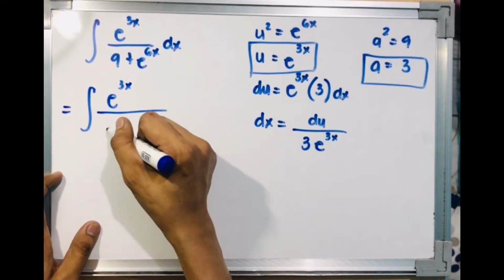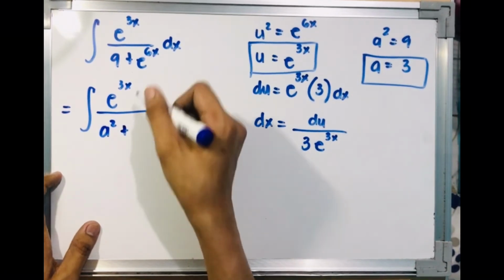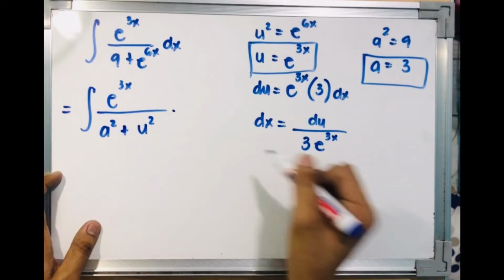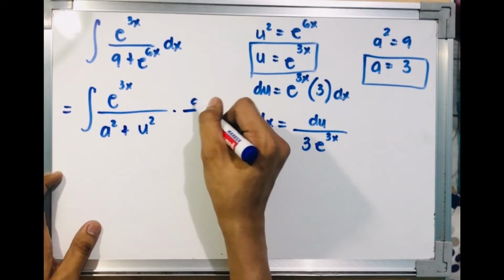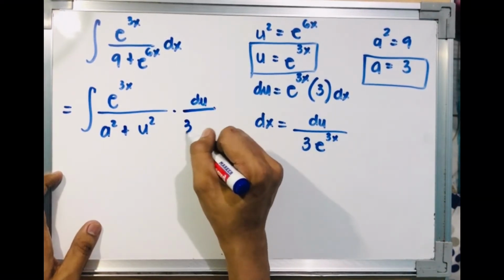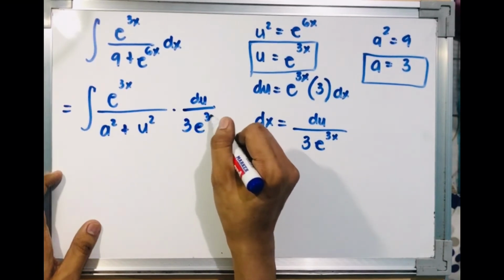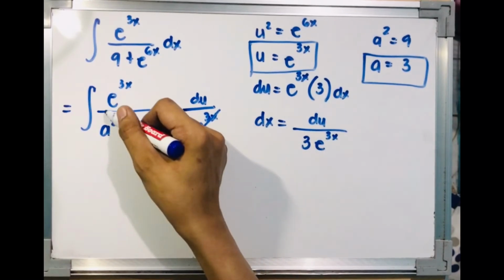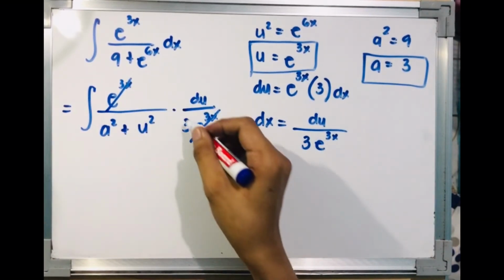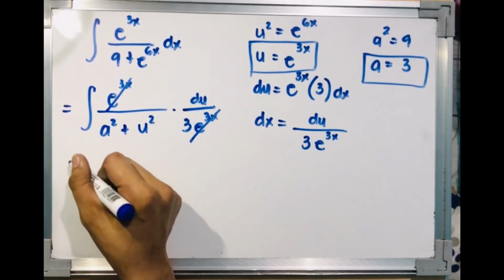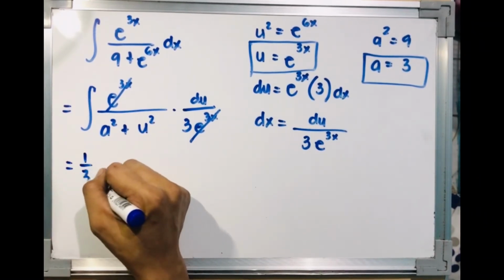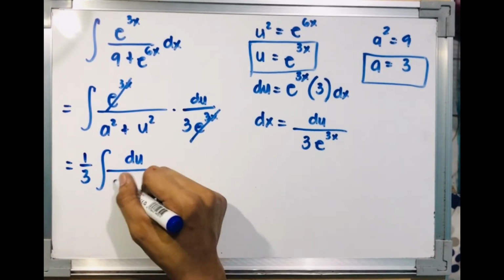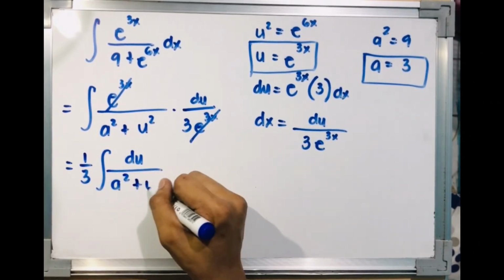What's my 9? That's my a squared. What's my e raised to 6x? That's my u squared. And what's my dx? My dx is du over 3 e raised to 3x. Okay? So, kung mapapansin natin, mawawala na si e raised to 3x. Pero may ilalabas tayong 1/3. So, let's put 1/3 outside of the integral sign. And this is the form which we want to show in this example.